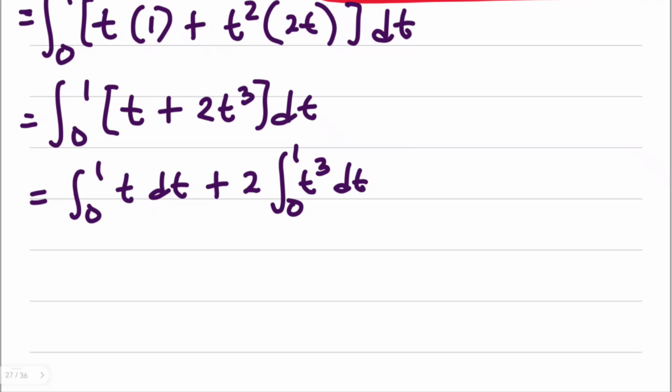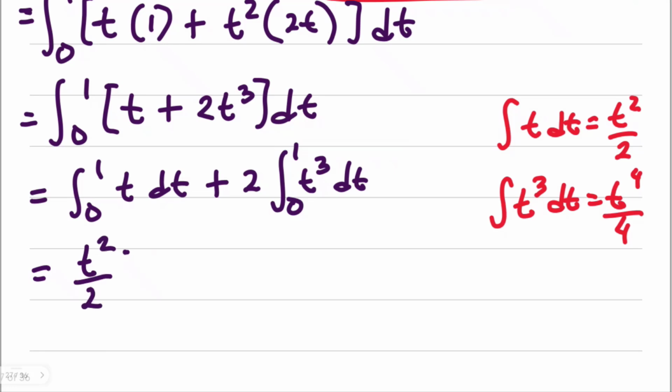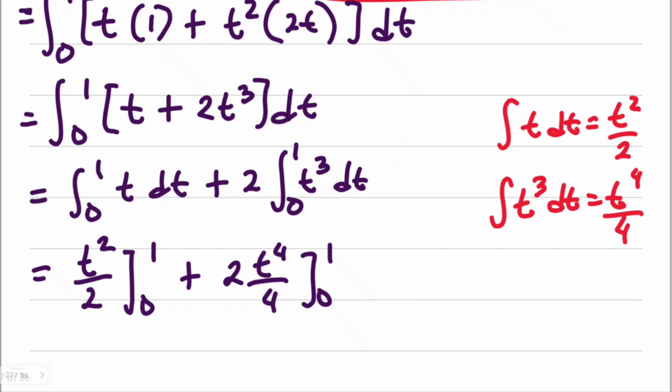Now, let's attack them separately. The integral of t dt is obviously t squared over 2. That's plus 1 in the exponent, and the exponent will be your denominator. Similarly, the integral of t cubed dt is t to the power of 4 over 4. So n plus 1 over n plus 1, or t to the power of n plus 1 all over n plus 1. So you have here t squared over 2 from 0 to 1 plus twice t to the power of 4 over 4, 0 to 1 as well.